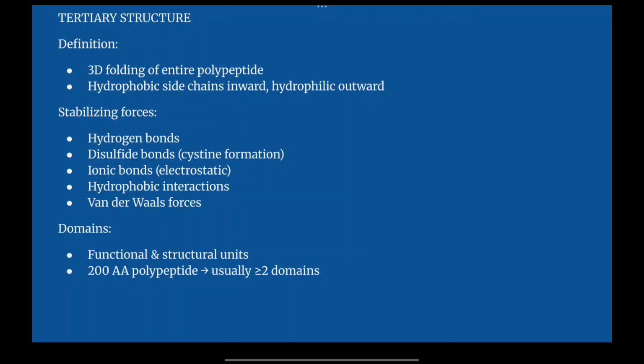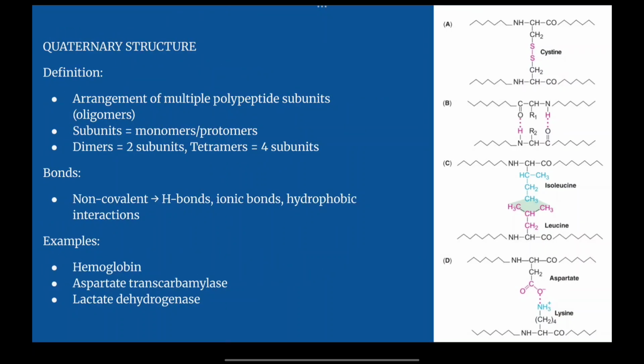The domain here is a functional and structural unit. There are around 200 amino acid polypeptides, and usually more than two domains can be observed. Quaternary structure: you can see the different bond formations. We'll see each one later.